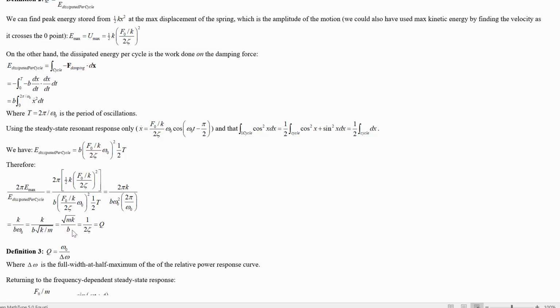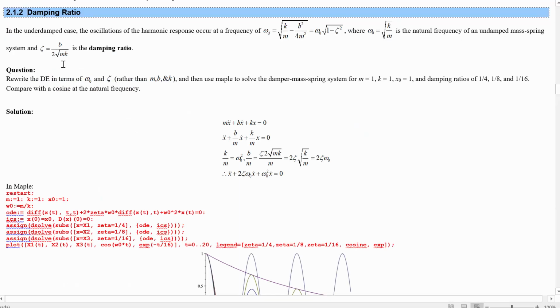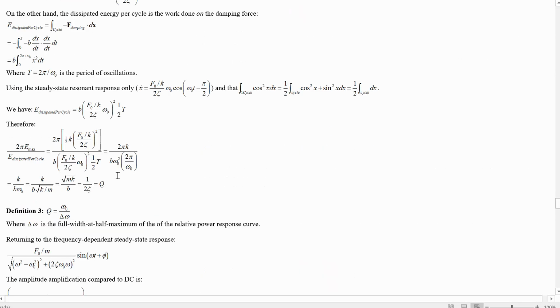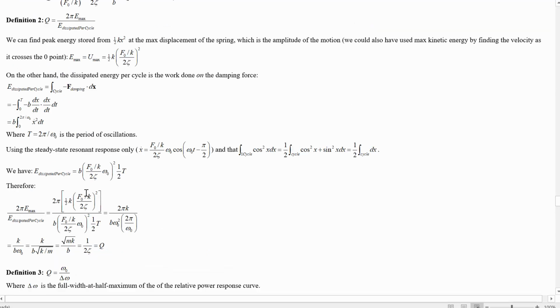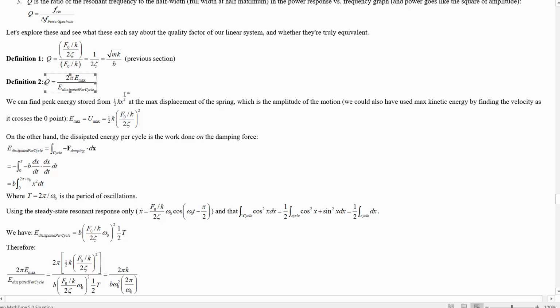hey, that is 1 over 2 zeta. If we go back to where we defined the damping ratio earlier, zeta was defined as b over 2 root mk. So root mk over b would be 1 over 2 zeta. Aha. And that demonstrates that this 1 over 2 zeta, which was the quality factor by the first definition, is the same as this much less obvious thing that would also happen to be the quality factor: 2 pi times the energy stored over the energy dissipated per cycle.